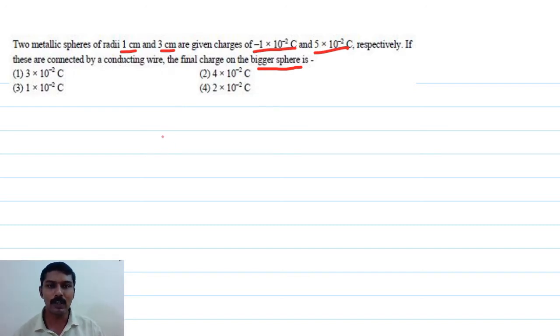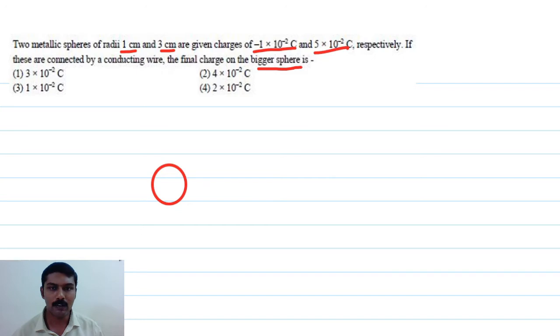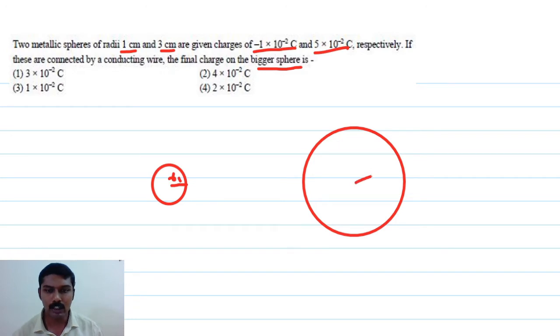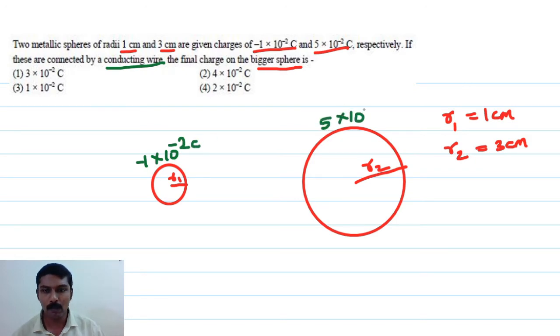So here we are given two radii. Let's draw these two spheres. This is a smaller sphere and we have a comparatively bigger sphere with radii. Let's call this radius r1 and this r2. Here r1 is given as 1 centimeter and r2 is given as 3 centimeters. These are connected by a thin conducting wire. This sphere carries a charge of minus 1 into 10 power minus 2 coulomb, and this one carries a charge of 5 into 10 power minus 2 coulomb, joined together by a conducting wire.